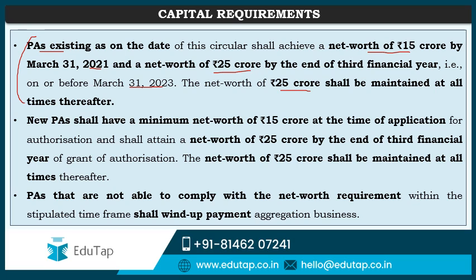So this is about the existing payment aggregators. Now further, the guidelines state that the new payment aggregators shall have a minimum net worth of rupees 15 crore at the time of application for authorization, and they will be required to attain a net worth of rupees 25 crore by the end of the financial year of the grant of the authorization. And then again, they have to maintain this net worth of rupees 25 crore at all times thereafter. Now, if a payment aggregator is not complying with this net worth requirement within the stipulated time frame, then they will be required to wind up, they will be required to shut down their payment aggregation business. So RBI is very strict about these capital requirements.